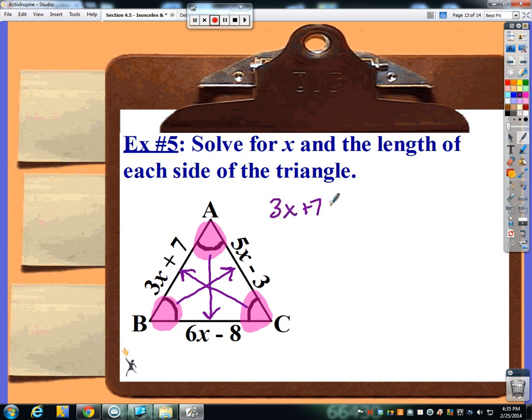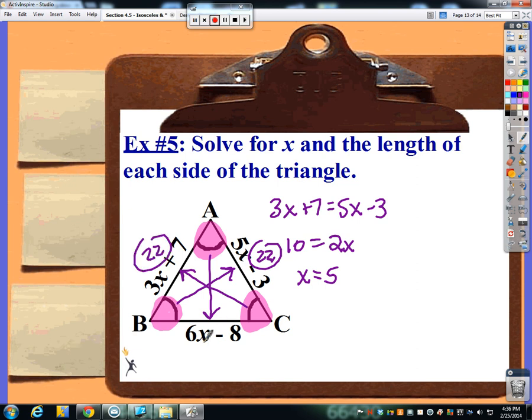Let's say I take the 3x plus 7 side and the 5x minus 3 side, and I solve for x. So let's say I subtract the 3x over, I get 2x. I add the 3 over to the 7 and get 10, and I find out x is 5. Okay. Now it also wants to know the length of each side of the triangle. So we'd plug that back in. 5 times 5 here is 25, minus 3 means this side's 22. 3 times 5 over here is 15. 15 plus 7 is 22. And 6 times 5 is 30, minus 8 is 22.